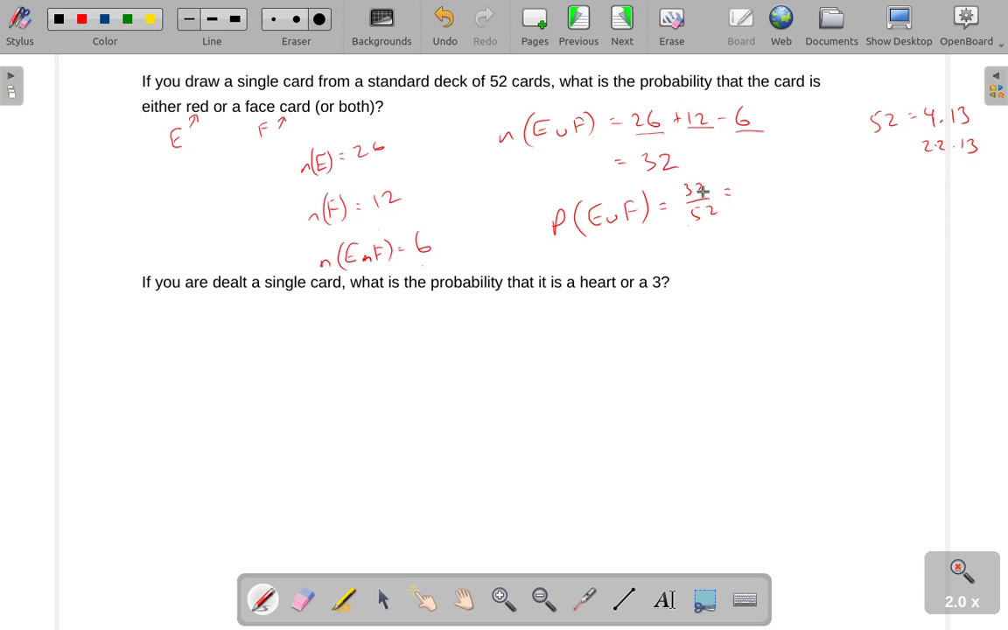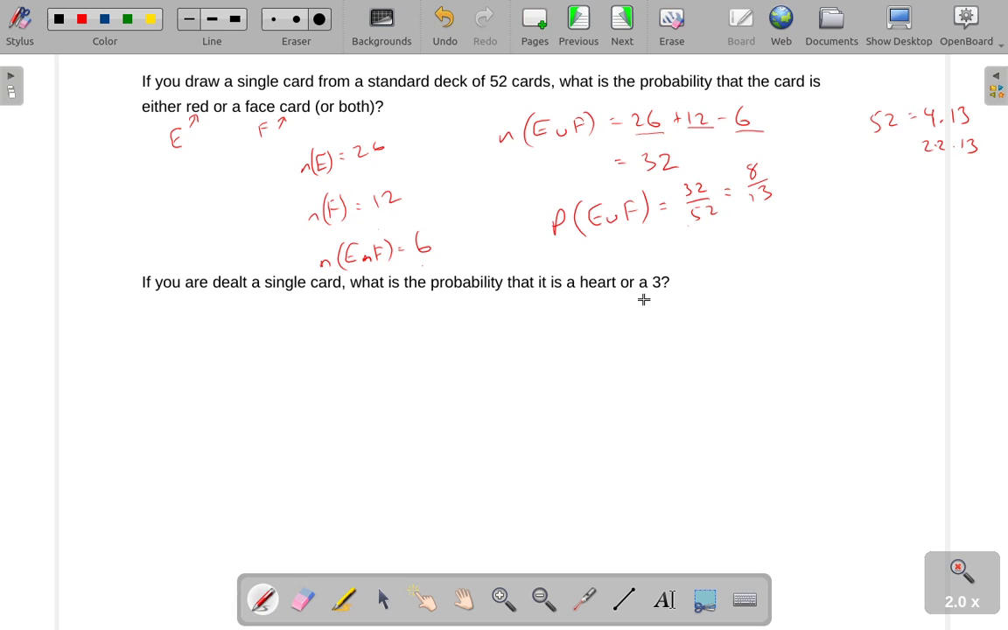So when I'm looking to reduce something like this, I know I don't need to bother checking anything higher than 4 here. So I'll get 8 out of 13, because 4 goes into both of those. 4 times 8 is 32, that's where I get the 8 here, and 4 times 13 is 52. So I get 8 out of 13 if I'm reducing this.